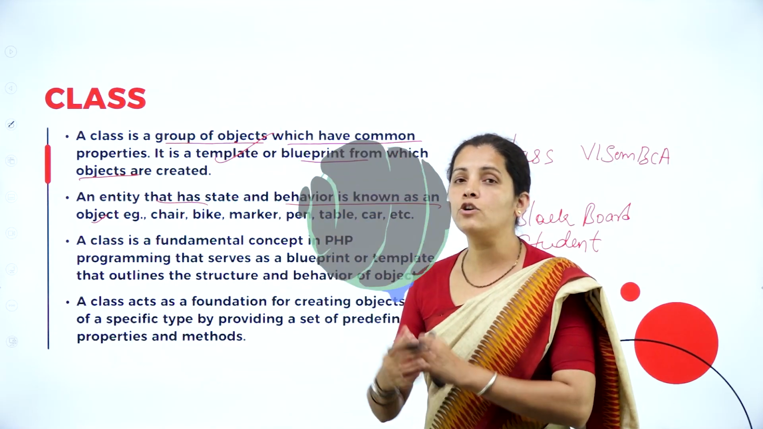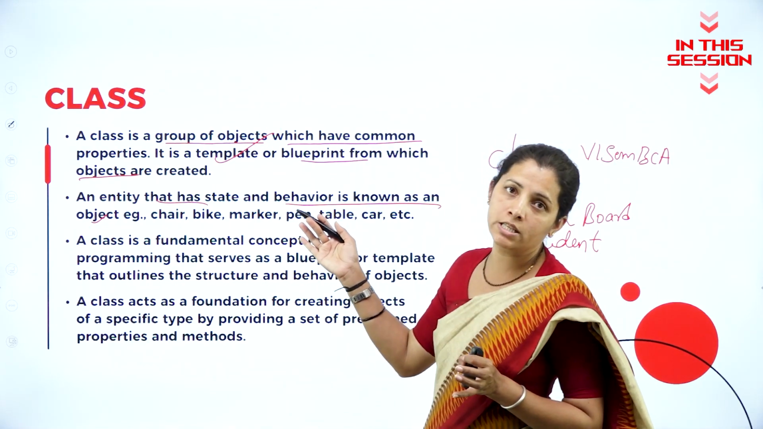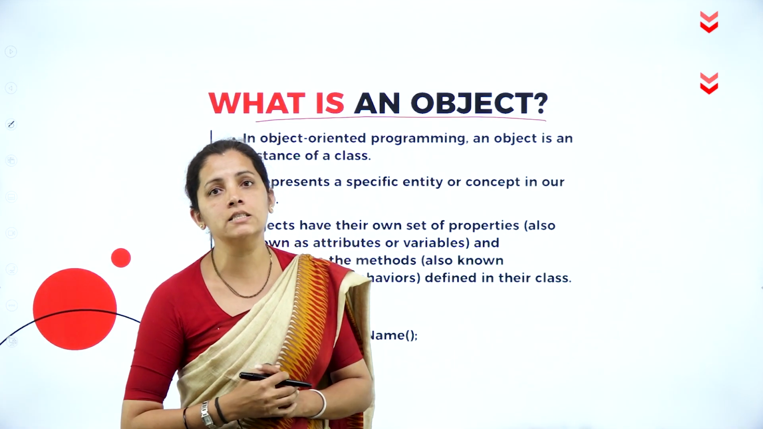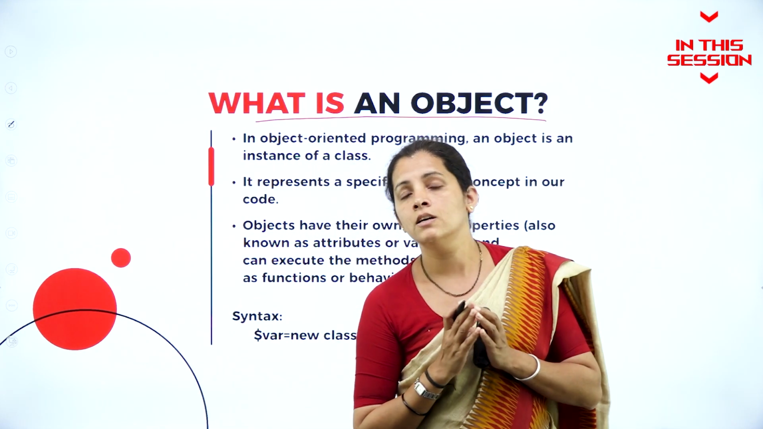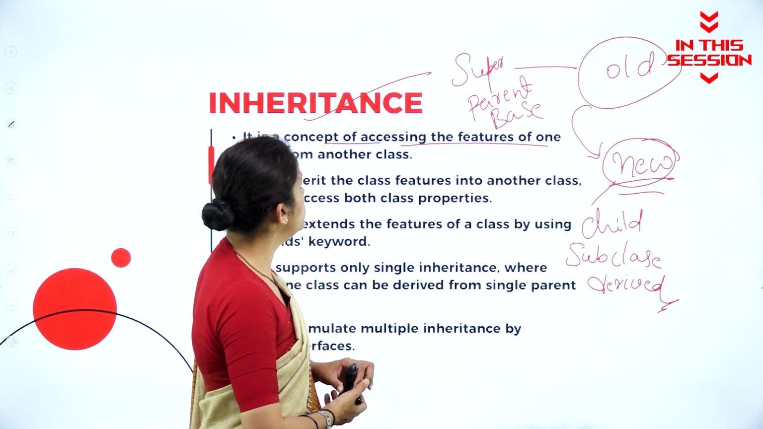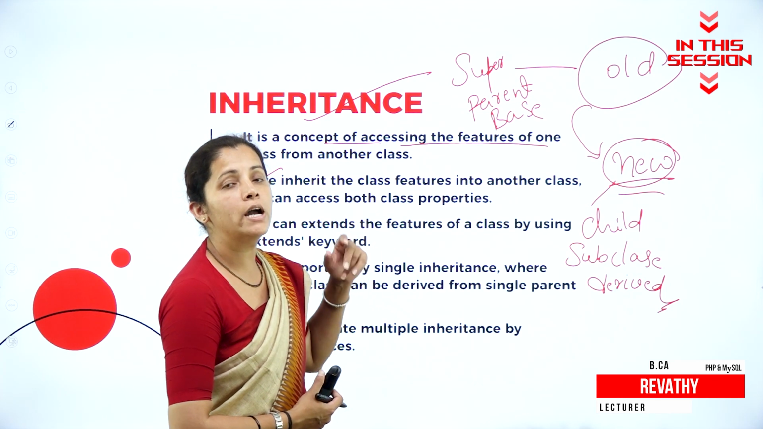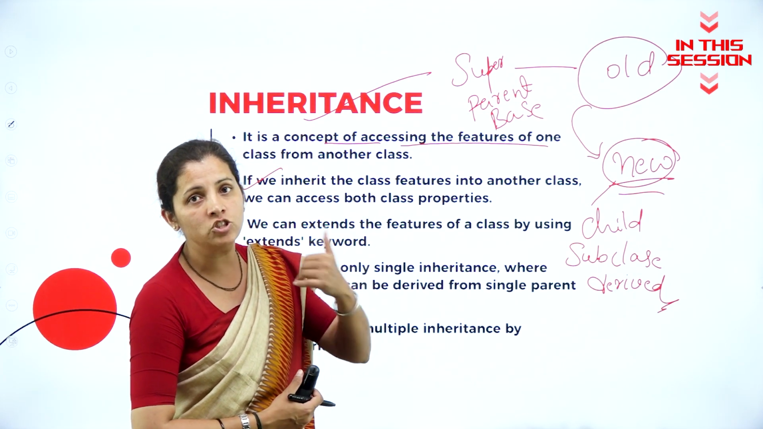So what is object? Object is nothing but an entity. It's going to have its own state and its own behavior. To create a class in PHP, I'm using the keyword class. If I want to inherit the features from one class to another, what I want to do? I want to extend the parent class to my child class.